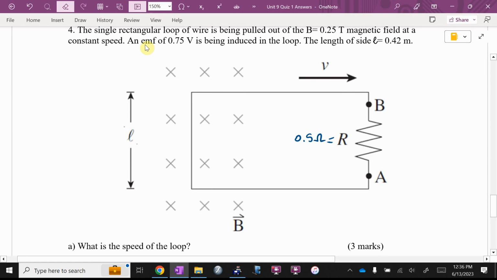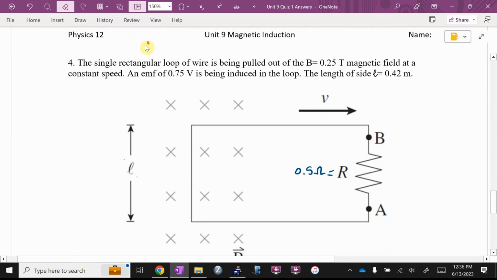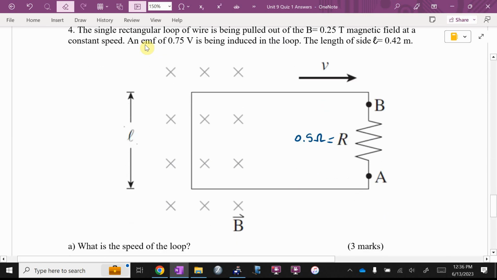Ooh, now we have, never mind, not Lenz's law yet. What's the speed of the loop? Oh, Brendan and Arian, we had to add something to the quiz. If you look at number 4, please, where the resistance is, can you make it 0.5 ohms? I forgot to include that, and that's on me.